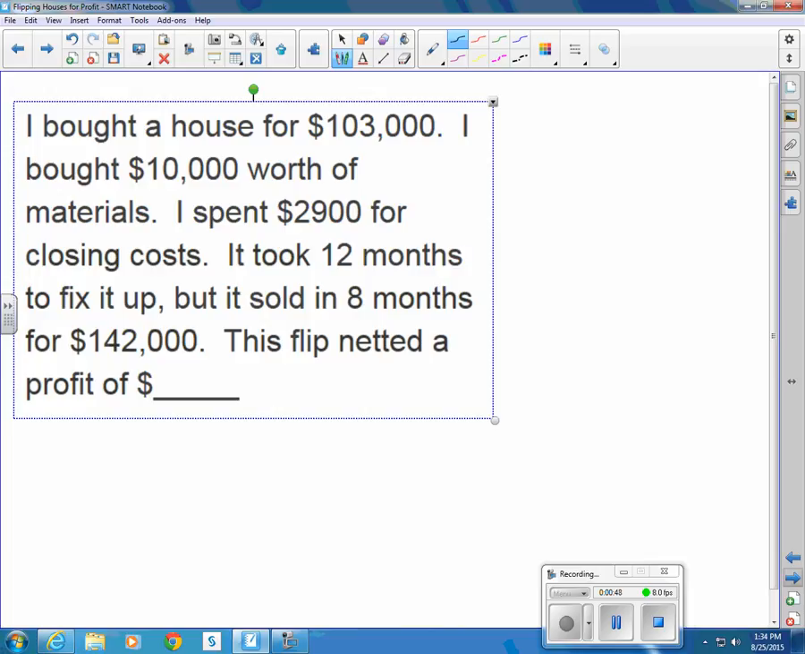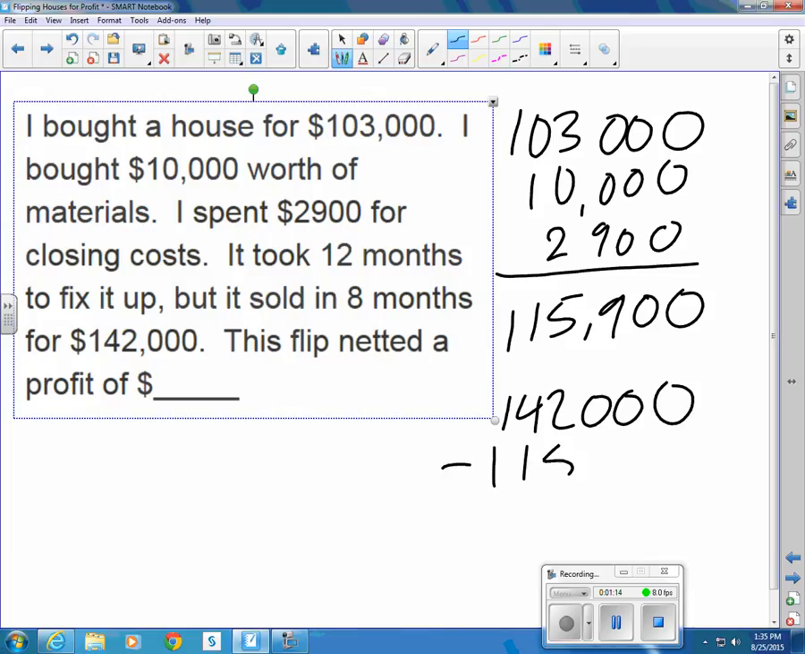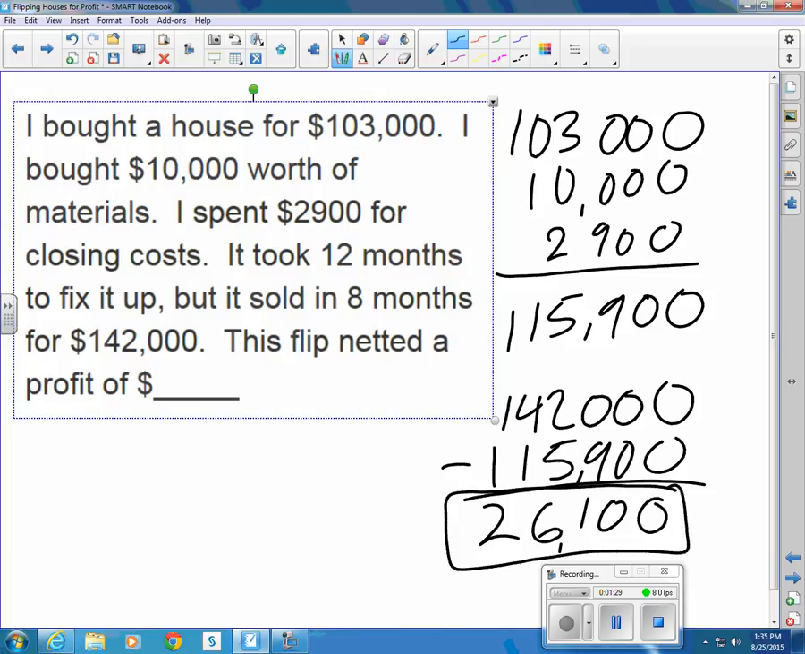So let's calculate the profit. I have $103,000 that I spend, and I spend $10,000, and I spend $2,900. So altogether I spend $115,900. And so if I take my $142,000 that I sold it for, and I subtract all of my costs, my profit will be $26,100. So in this case, they're asking for what was my profit.